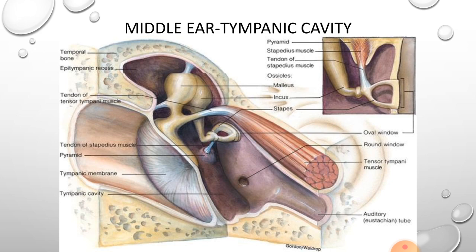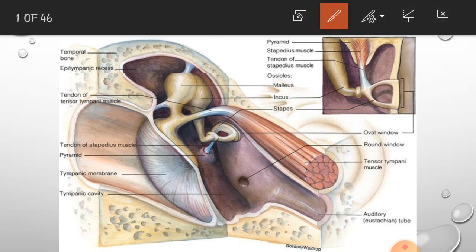And you can see a medial wall, you can see the roof of this cavity, you can see the floor of this cavity. If you want, I can just mark them. This is the lateral wall, this is the medial wall, this is the roof, this is the floor, and this wall that you see is the posterior wall of the tympanic cavity.